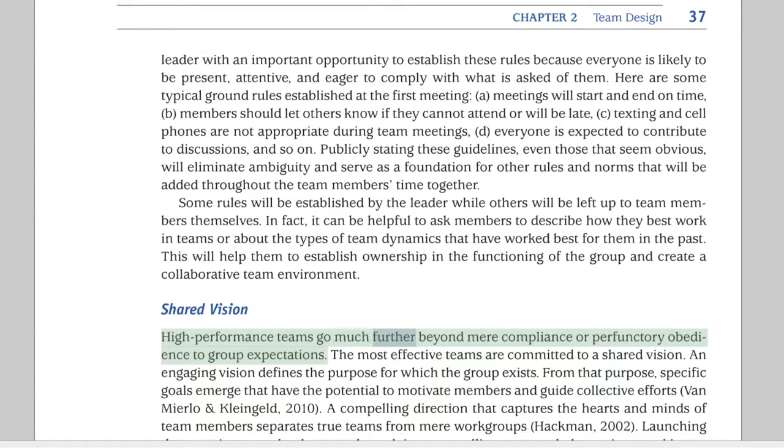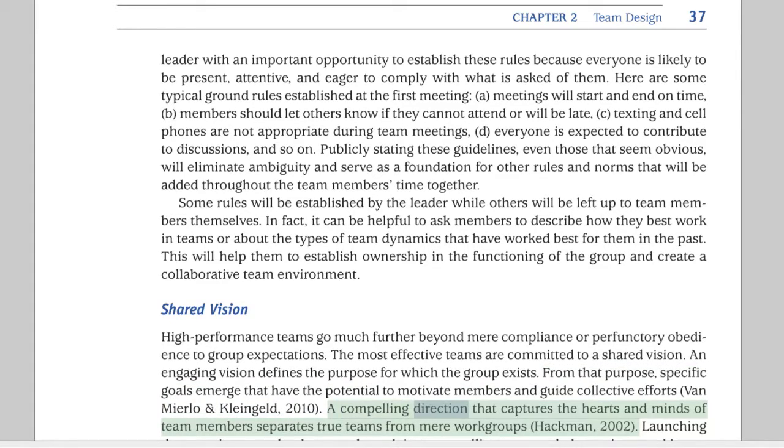High-performance teams go much further beyond mere compliance or perfunctory obedience to group expectations. The most effective teams are committed to a shared vision. An engaging vision defines the purpose for which the group exists. From that purpose, specific goals emerge that have the potential to motivate members and guide collective efforts. Van Mierlo and Kleingeld, 2010.